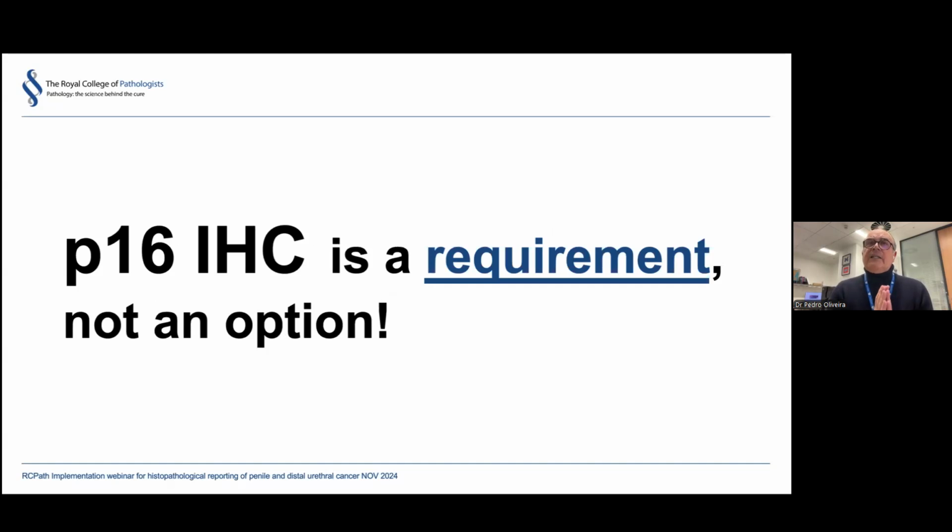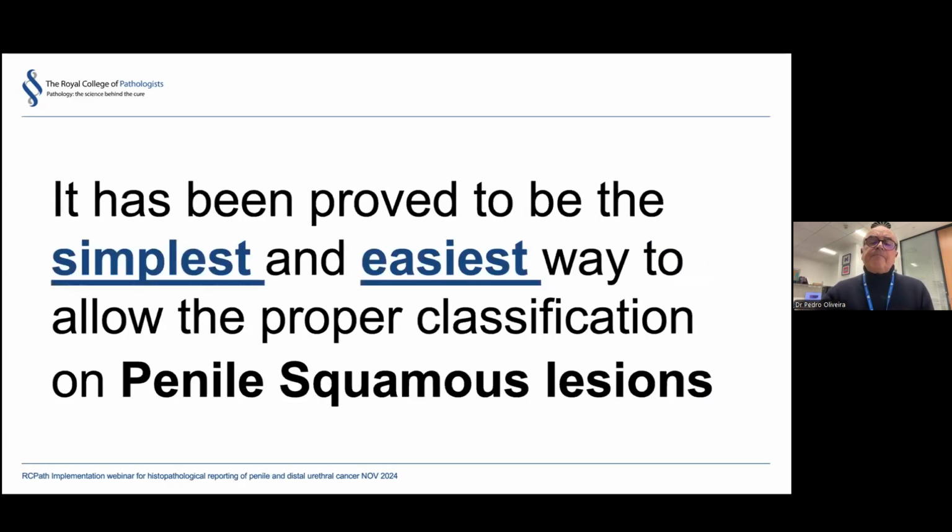So the first idea that became written on these guidelines and also in other guidelines like the EAU and the ASCO, is that P16 immunohistochemistry is a requirement. It's no longer an option, it is mandatory to be done for the purpose of classifying properly the in situ and invasive lesions, independent of the morphology that we were used to consider prior on the classification.